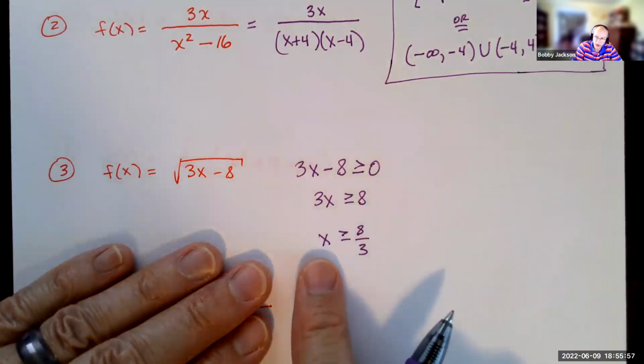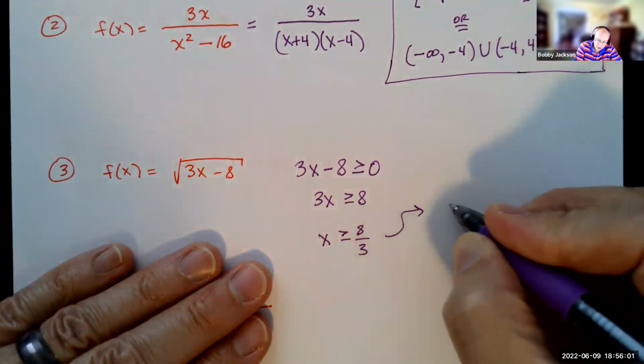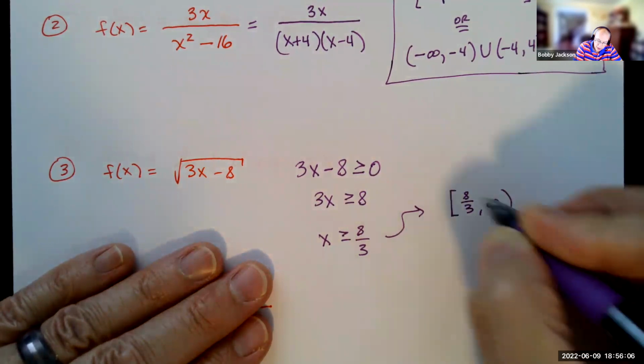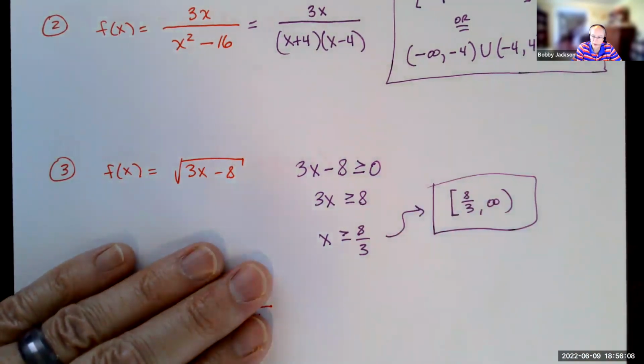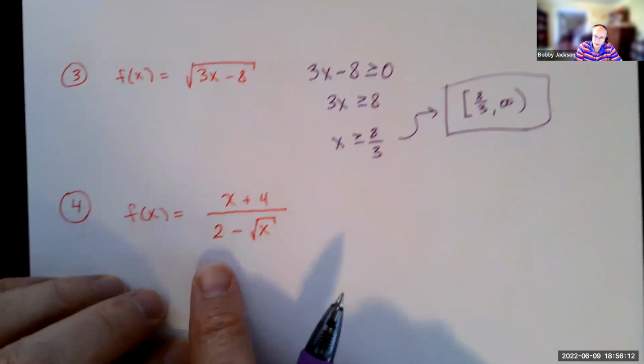And so the domain is all real numbers x greater than or equal to 8/3. So in interval notation, I can write that as bracket 8/3 to infinity. There's the domain for that function: any real number greater than or equal to 8/3. Okay, let's look at some others here.